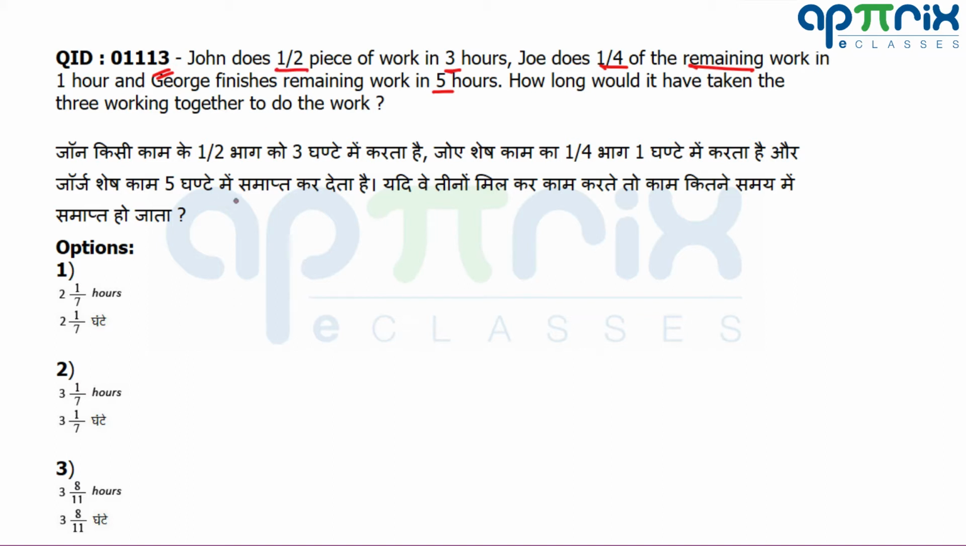Half work means what? 50% work. So what is the remaining work? 50% work is remaining. Now Joe is doing 1 by 4 of the remaining work. That is 50% by 4, which means 12.5%. And in fraction terms, 12.5% is nothing but 1 by 8.